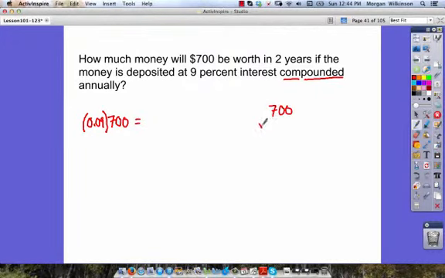700 times 0.09. We can see we've got 2 zeros right off the bat, and 9 times 7 is 63. The decimal moves out twice, so it comes in twice, and we get $63. So this is equal to $63 after our first year. So after our first year, we have $763.